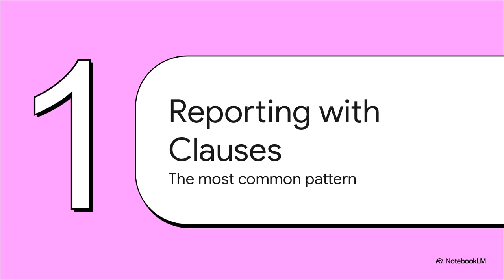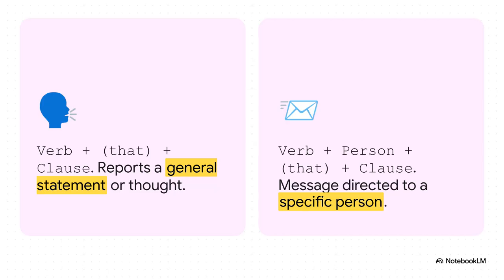Okay, so our first category is probably the most common one you're going to see out there, reporting with clauses. This is your absolute go-to for reporting statements, thoughts, beliefs, general ideas. Now, look closely here. You'll notice a small but really critical difference between these two patterns. On the left, it's just a verb followed by a clause. But on the right, you pop in a specific person. That one tiny addition, the person who's getting the message, totally changes which verbs you can use.